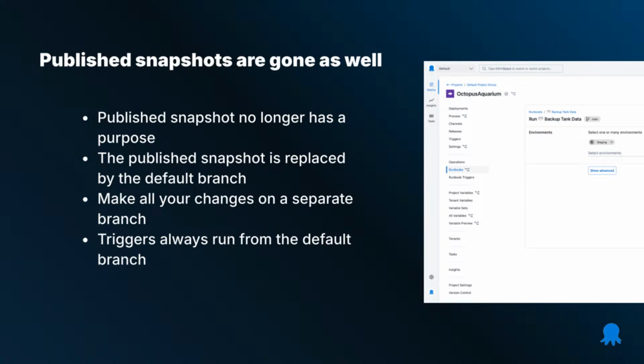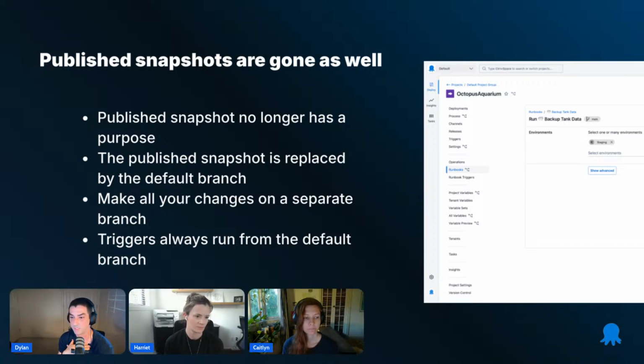Pretty simple. What we've done is we've taken the published snapshot and replaced it with the default branch effectively. And you'll notice a bit of a trend of things being replaced by the default branch. If you want to make changes to your runbooks and keep a stable version for people like me to run and to derail your demo, that's what branches are for. You can make changes on a branch, review it in a PR, and then merge that back through the default branch. And you can test whatever you want without getting in anyone's way.